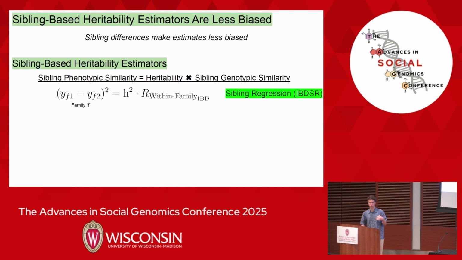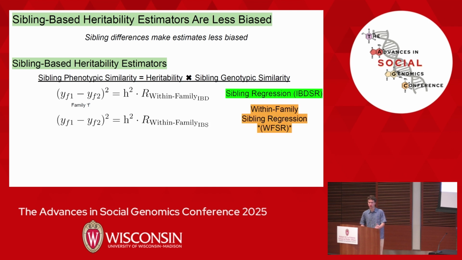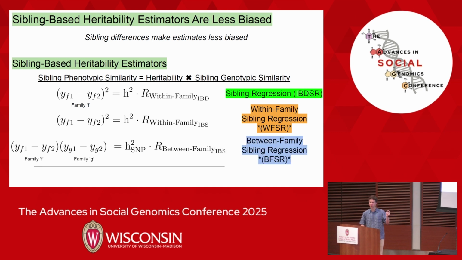A similar method that we're introducing is what we're calling within-family sibling regression. The difference here is that instead of IBD, we're using IBS on the right-hand side. So the difference between siblings on their genotypes is on the right-hand side for IBS. And then the next method we're introducing is not just looking within a family, but also between families. So it takes two siblings' phenotypes, takes a difference between them, takes two siblings in another family, takes a difference between those, and multiplies them together. And then that will help you estimate the heritability.